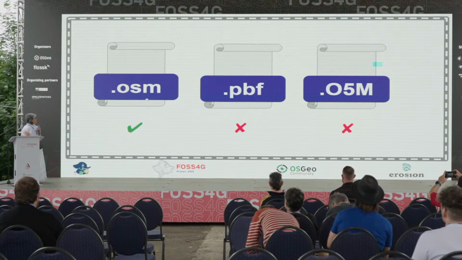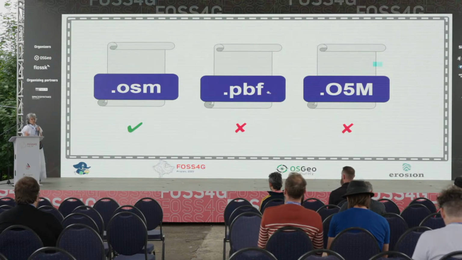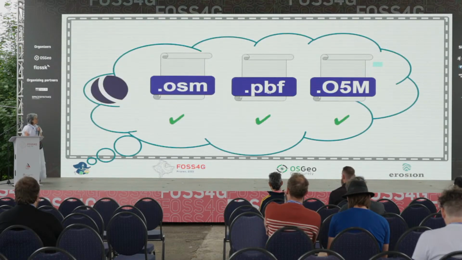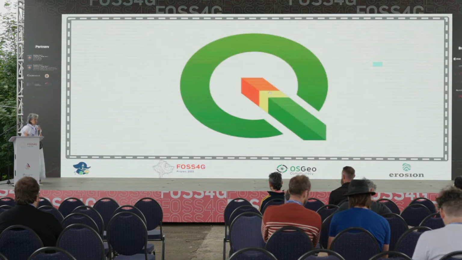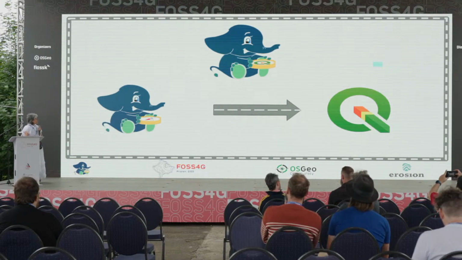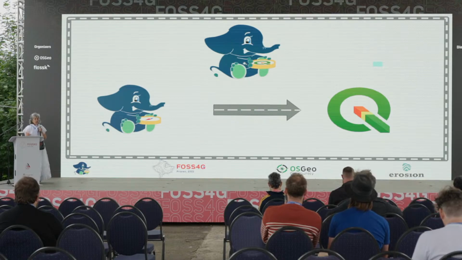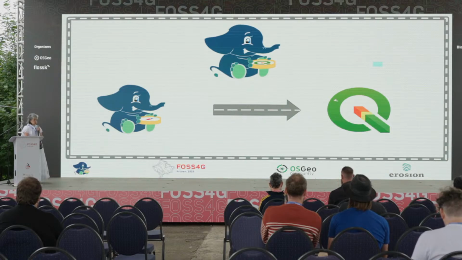Currently, it only works on .osm files. One of our plans is that it can also work for PBF and O5M, so that it's more flexible, but it's a plan. About QGIS, we have the plugin pgRouting Layers that can be used in QGIS.